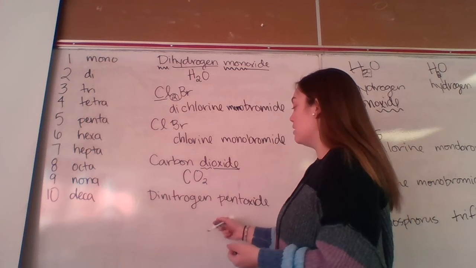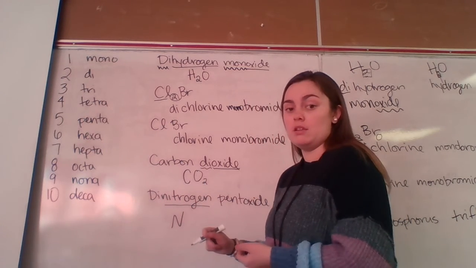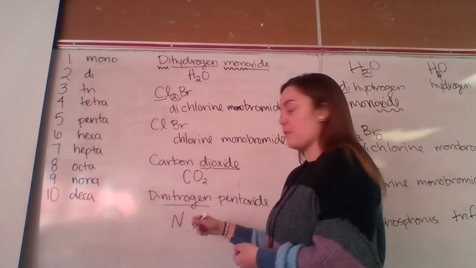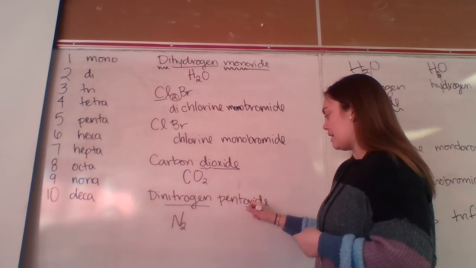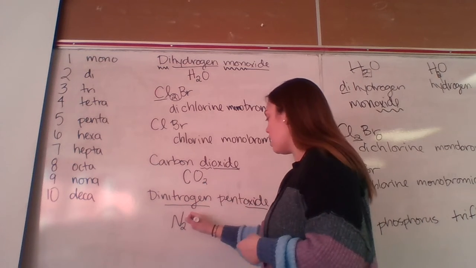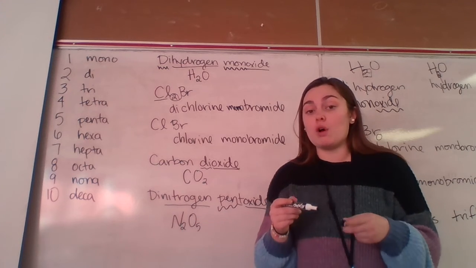Last one for us here. We've got nitrogen, which has a symbol of N. Di, which hopefully you're familiar with now, means 2, so N2. And then we've got this oxide, which means O. Penta means 5. So N2O5.